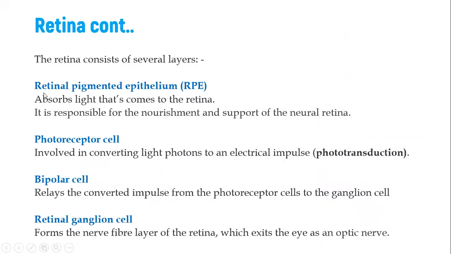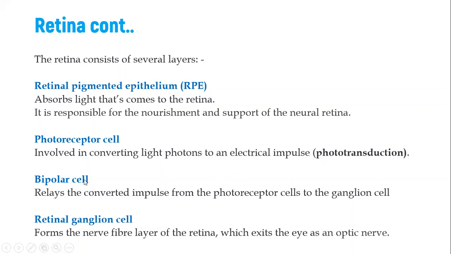So the retina, as you said, has several layers. We have the retinal pigmented epithelium. This is just the first layer, which absorbs light and prevents light from bouncing all over the retina. It also is responsible for providing nourishment and basically supporting the neural retina. The neural retina is made up of three other layers: the photoreceptor cells. These are the cells that are involved in converting light, photons, into electrical impulses, basically what we call phototransduction. This is the point where you will find the cones and the rods.